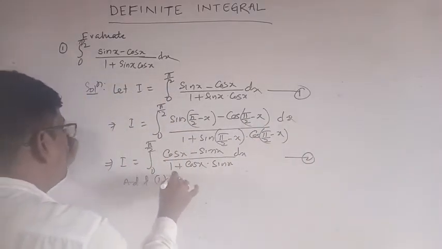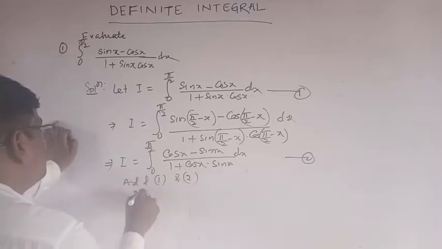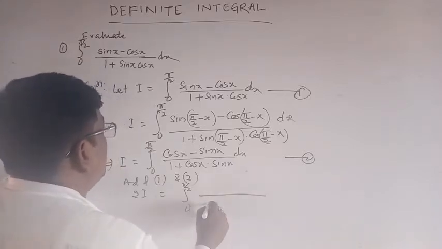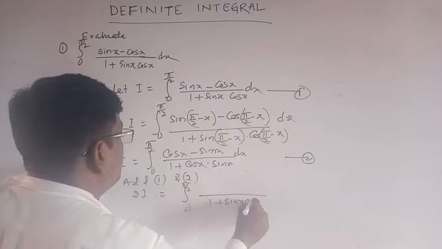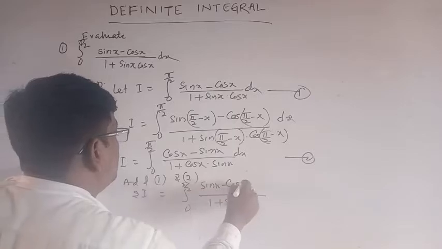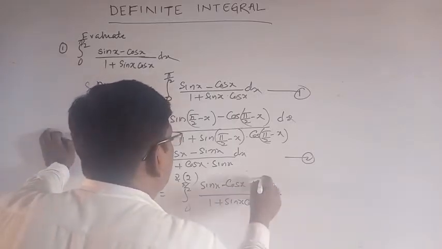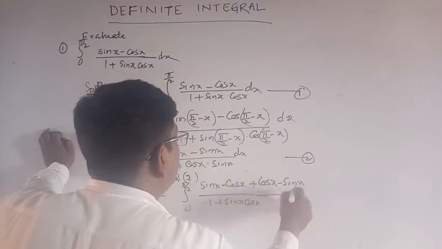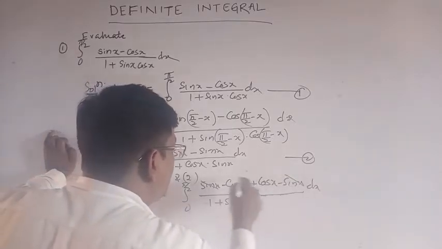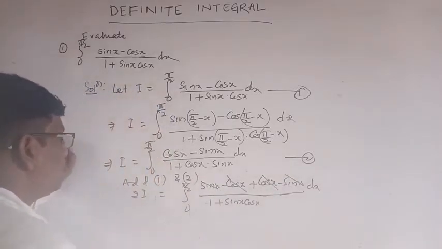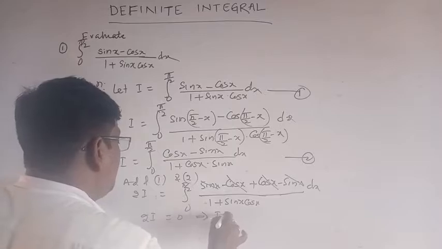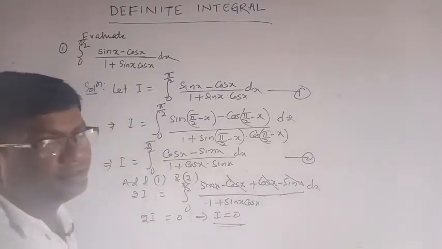Add 1 and 2. So 2I is equal to the integral from 0 to pi by 2, taking the LCM 1 plus sin x cos x, of (sin x minus cos x plus cos x minus sin x) dx. Sin x and minus sin x cancel, cos x and minus cos x cancel. So 2I is equal to 0, I is equal to 0. This is the answer.